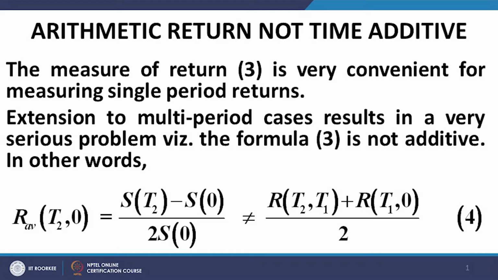Arithmetic return is not time additive. Now, this is a very interesting flaw when we use the arithmetic return. Suppose I am to calculate the average arithmetic return over 2 periods. So long as we have a single period situation, arithmetic return is good enough, provided the returns are small, as is the case in practical life. But the important thing is this return is good when we are using single period investment horizons.